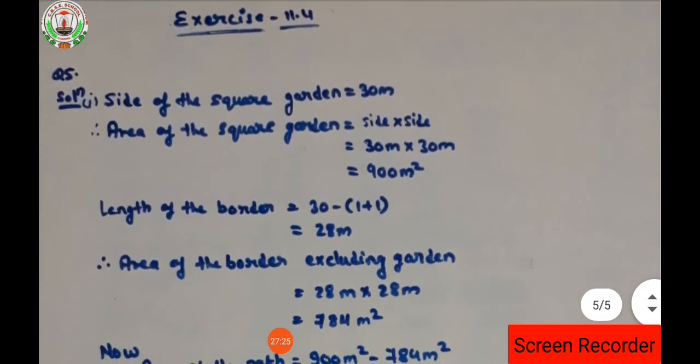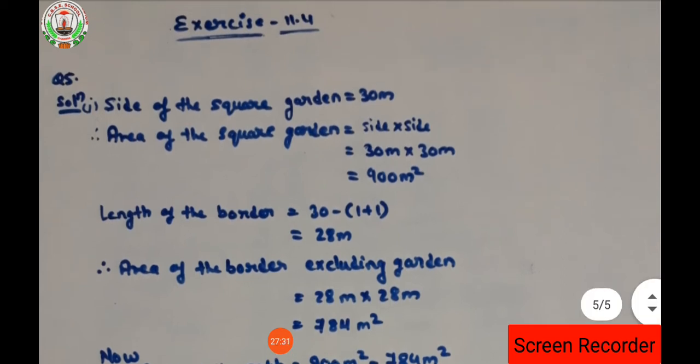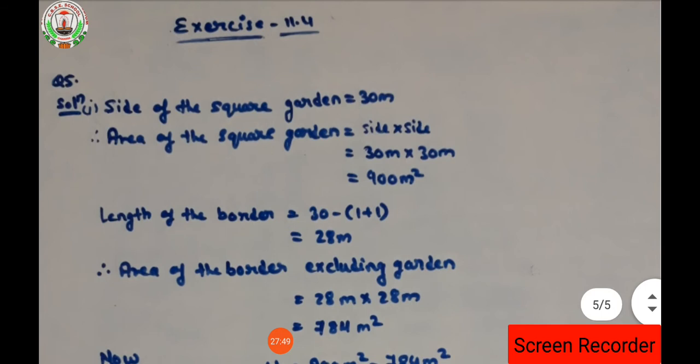Now the next one, we are going to see the fifth question. So here is the fifth question solution, student. Here again it is said that a path 1 meter wide is built along the border and inside a square garden of side 30 meter. Here we are talking about a square garden, okay, not a rectangle. So we are going to use the area of the square, that is side into side.